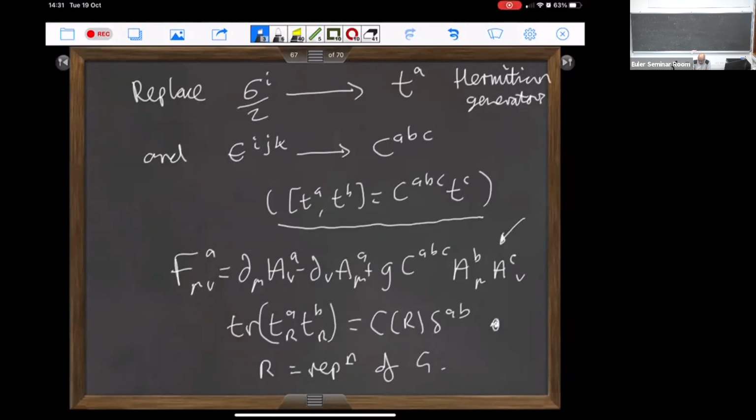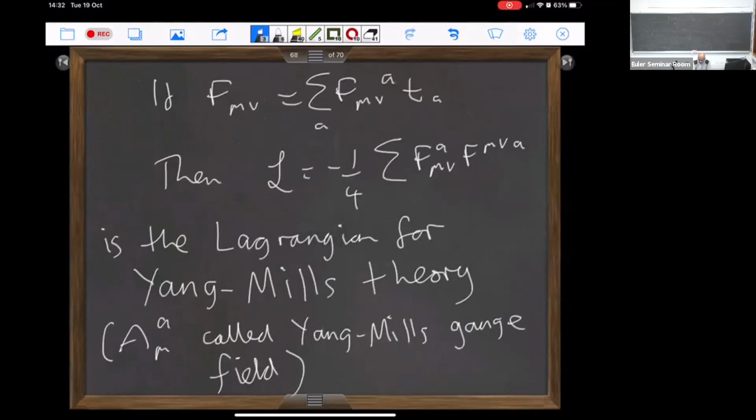And for such groups, it's always true that the trace of the product of any two generators is zero if the generators are different, and is given by this formula here, where C of R is a constant which distinguishes the representation. Essentially, it's the Casimir of the given representation. And this Lagrangian is called the Lagrangian for Yang-Mills theory, or non-abelian gauge theory. The A's are sometimes called the Yang-Mills gauge fields.